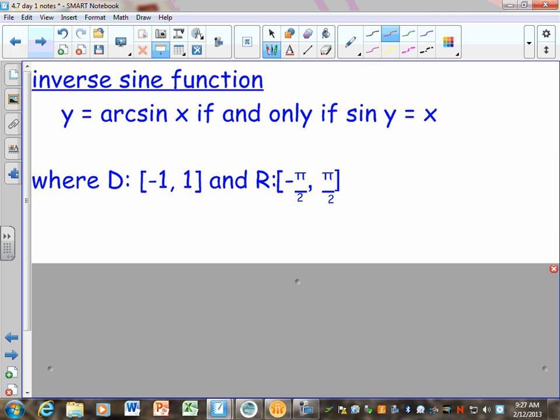So we can say that the inverse sine function is defined as y equals arc sine of x, or if you prefer, you could write that as inverse sine like this. Those mean the same thing. If and only if sine of y equals x. And if you notice, it's just that I've changed the x and the y around. And that goes back to our definition of inverses, which is from Algebra 2, and in the first semester of this class, we talked about what is an inverse, how do you find an inverse.